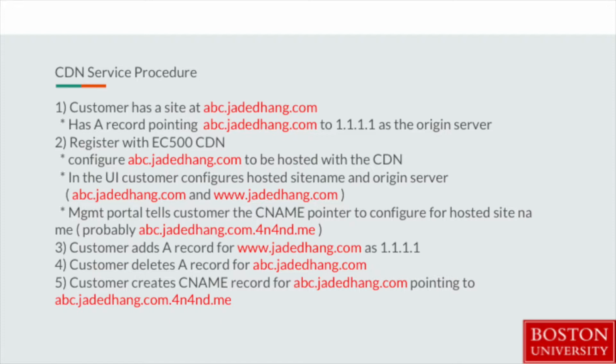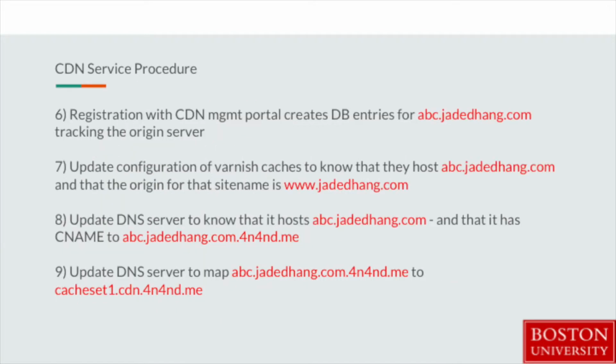In our system, the registration with the CDN management portal creates a database entry for abc.jethung.com to track the original server. After that, we update the configuration of the Varnish cache to know that they are hosting abc.jethung.com, and the original site for that name is www.jethung.com.